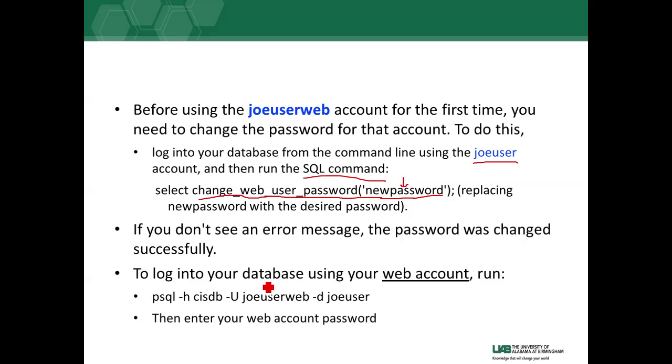And to log into your database using your web user account, you need to run the following command. PSQL, -h, h stands for host. CISDB is the server name for the database, minus capital U allows you to specify the user name. In this case, as I suggested, you should always use your web user account to access your database. -d is an option that allows you to specify the actual database. In this case, your database name is the same as your CIS account name, which is Joe user.